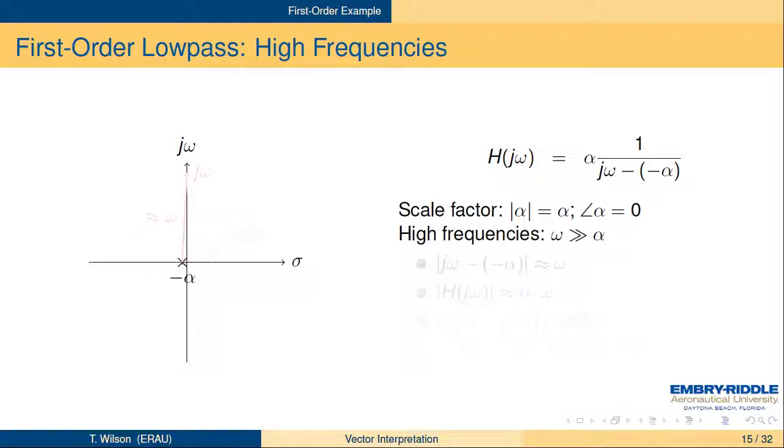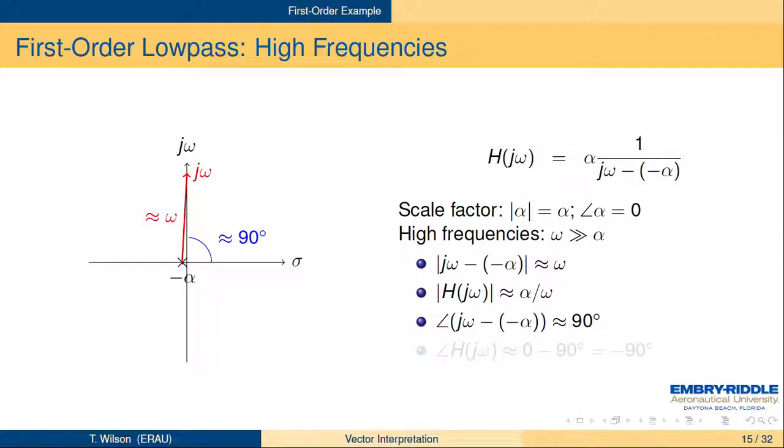We go to real high frequencies. We're way out on the j-axis, so you can see that the scale of the pole-zero diagram has changed. We're up there on the j-axis, and the length of that vector is actually a little bit bigger than omega, but it's approximately omega. So the magnitude of the frequency response is the scale factor alpha divided by omega. It rolls off like 1 over omega. The frequency response gain should get smaller and smaller as omega gets bigger, like 1 over omega.